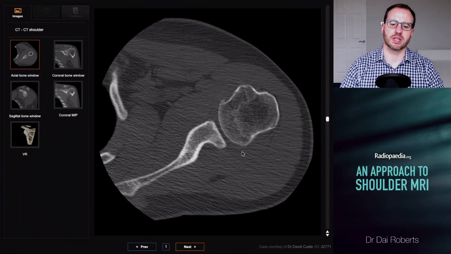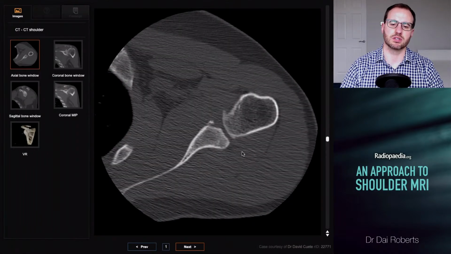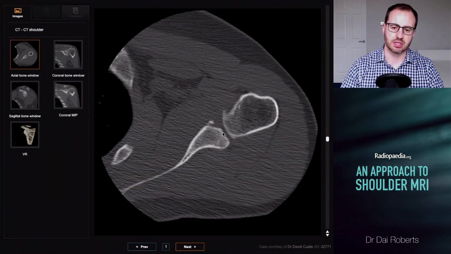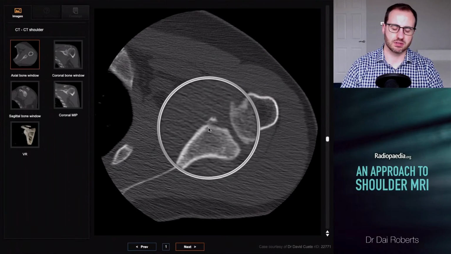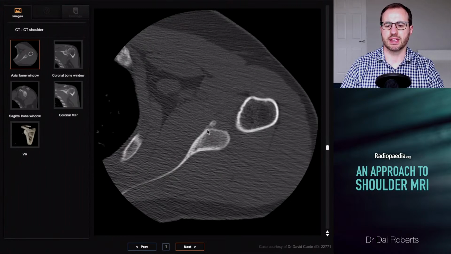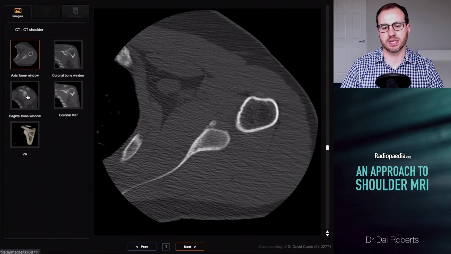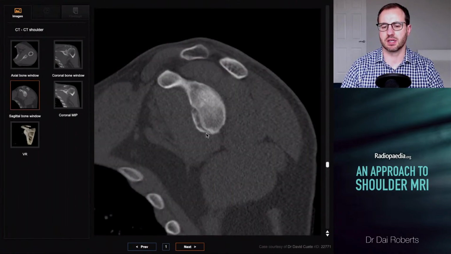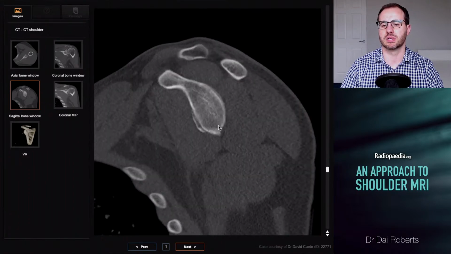And as we scroll down, you can see that you've lost this normal triangular shape. It's got a fairly sclerotic border, so we know that it's not an acute finding. So this person has got a fairly large and chronic bony Bankart. On our sagittal oblique sequence, you can see it even better. And again, we're using our coracoid process, so that's anterior, so we know that this is the anterior inferior aspect of the glenoid.